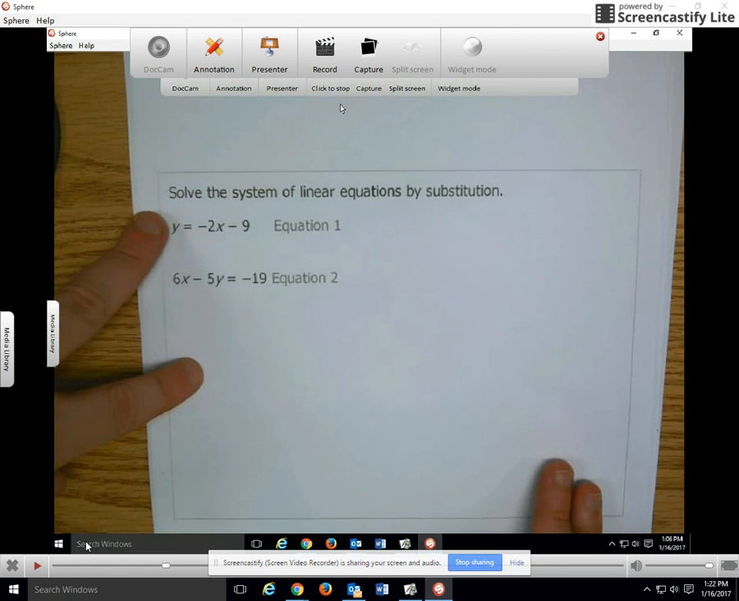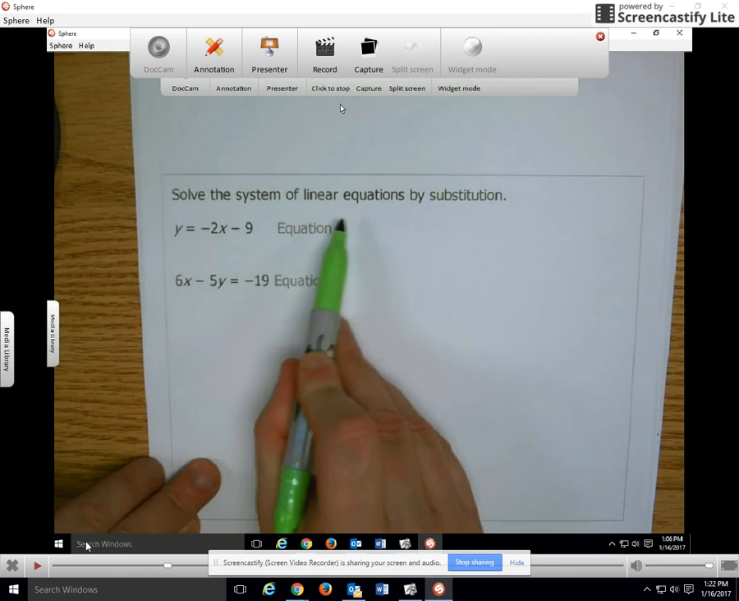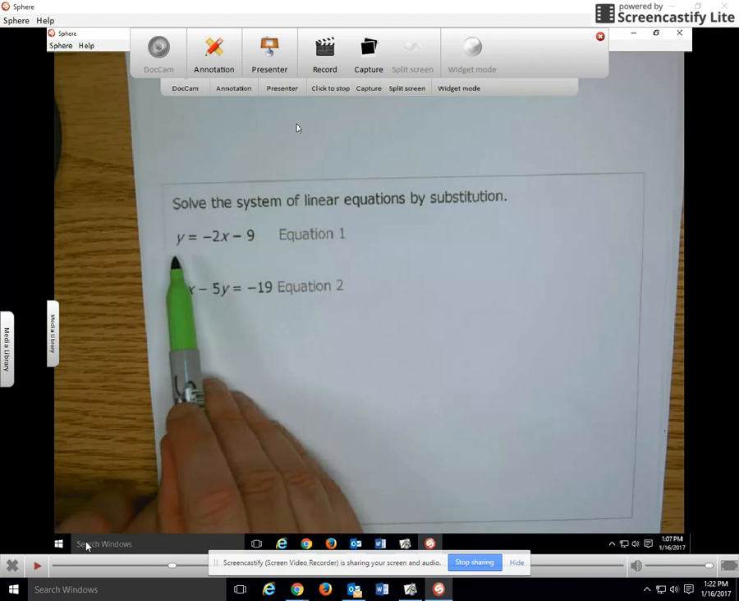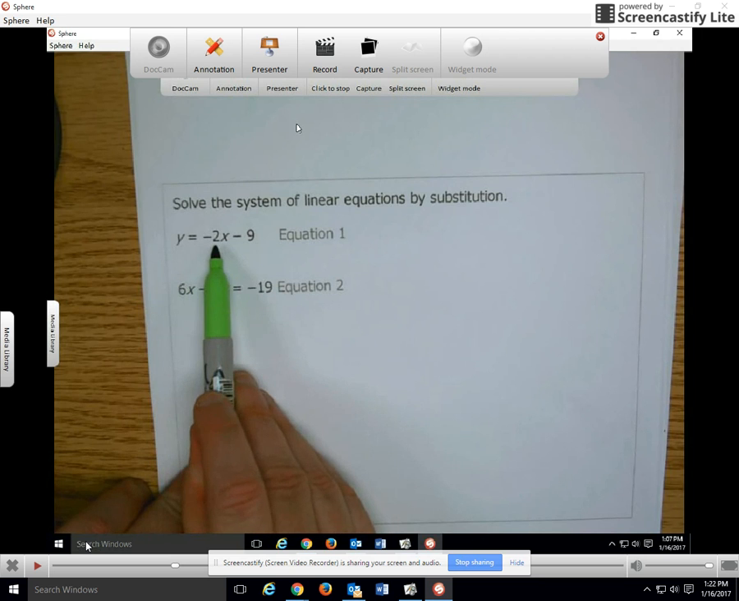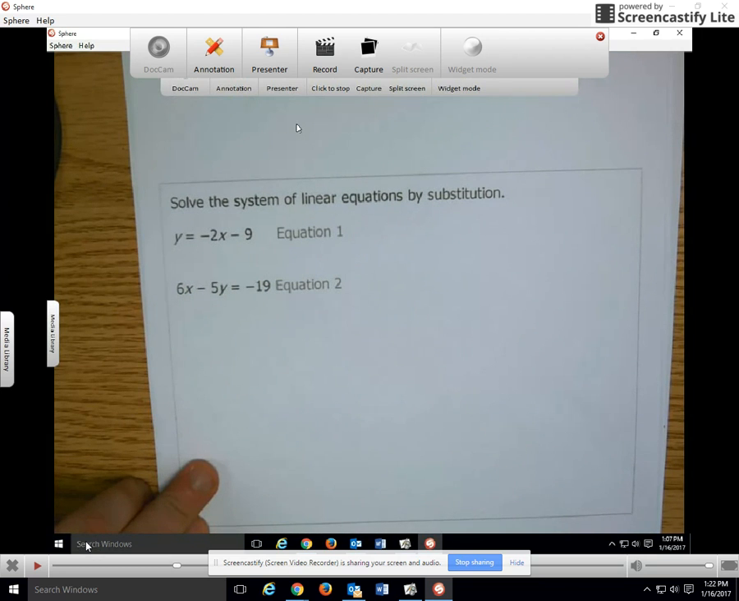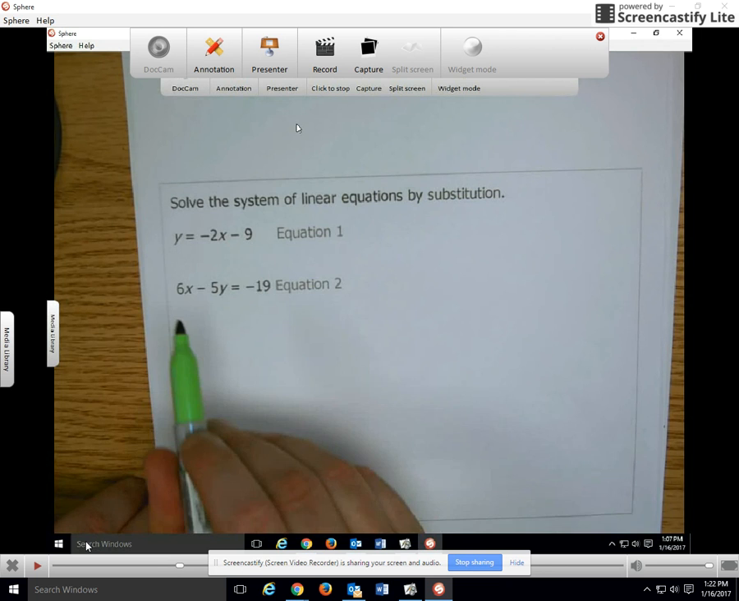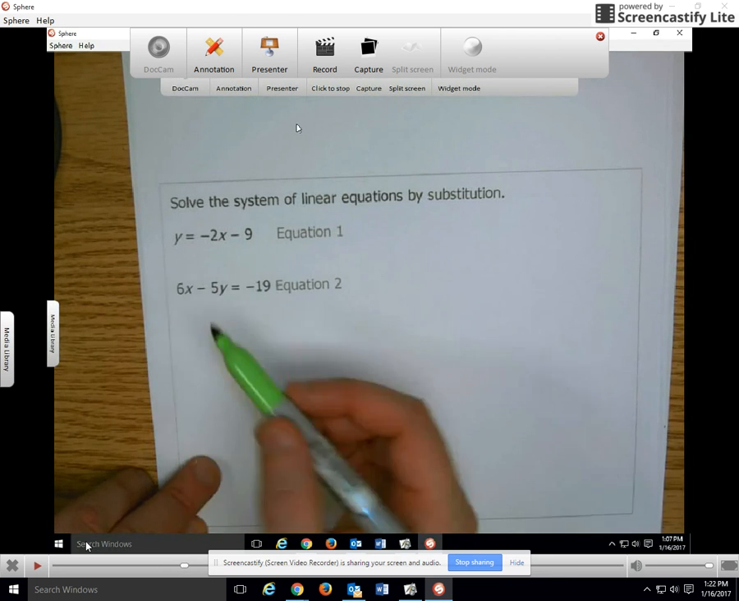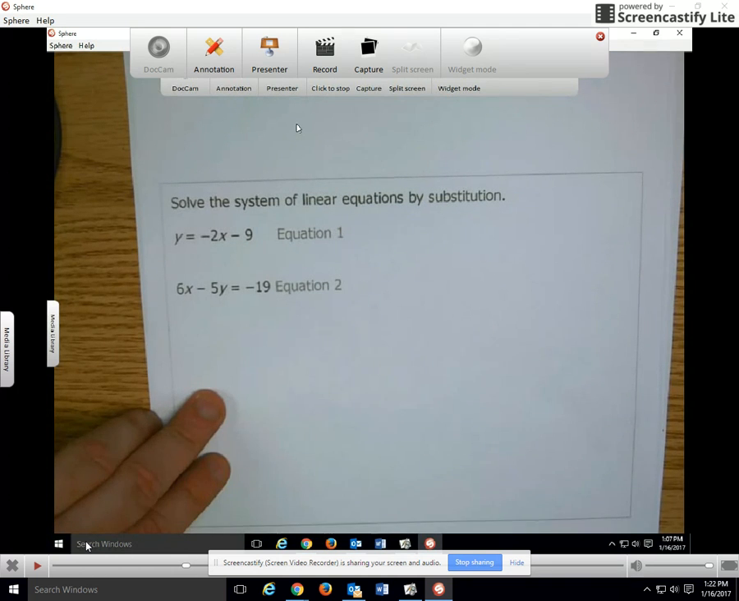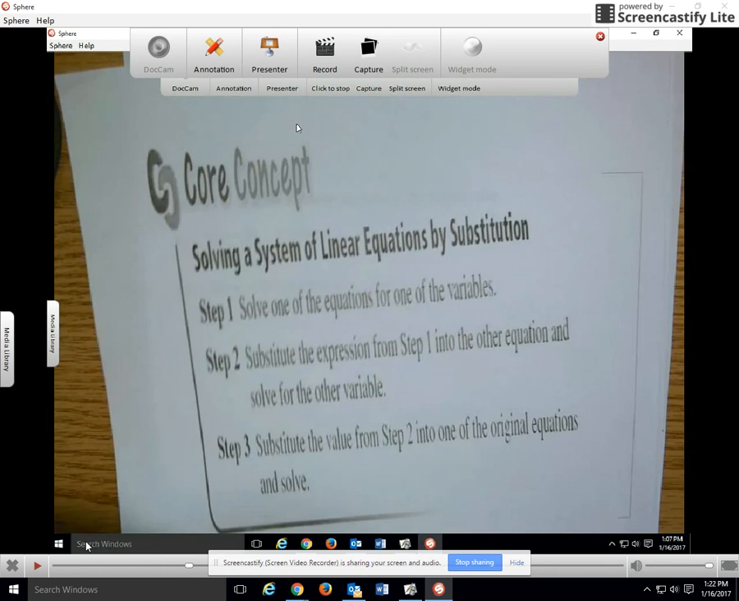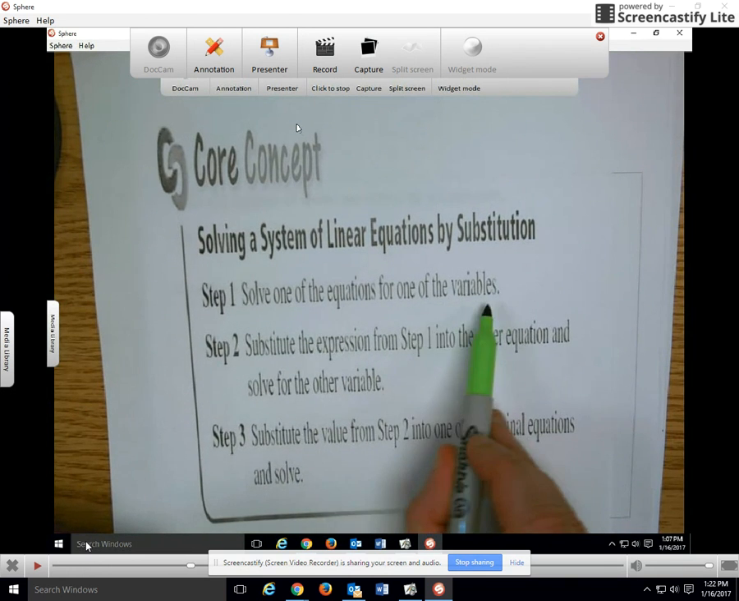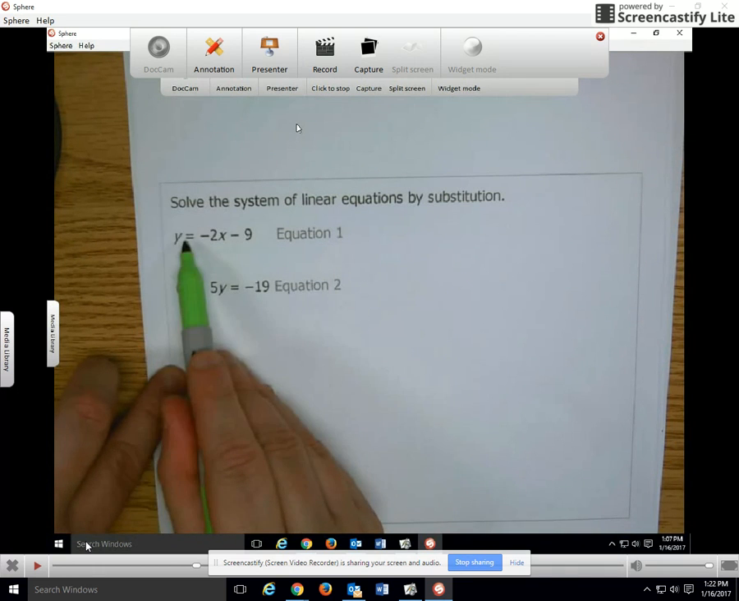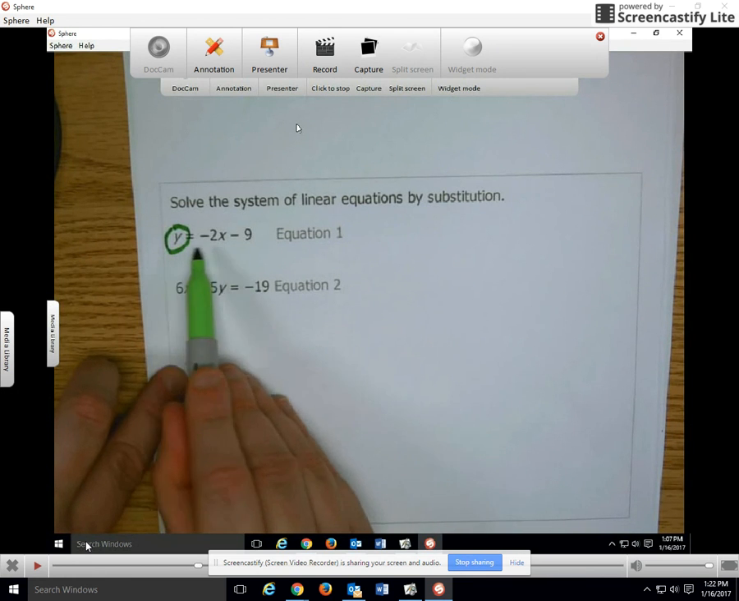So looking at this first question, it says solve the system of linear equations by substitution. Now, it looks like it's set up for graphing because it's in that y equals mx plus b, the slope-intercept form. But remember that we're solving not by graphing, by substitution. So it doesn't really matter that it's in that form. And so what we do care about, though, is that we have one variable by itself. In this case, that's already done for us. Y is already by itself. See how it's y equals?